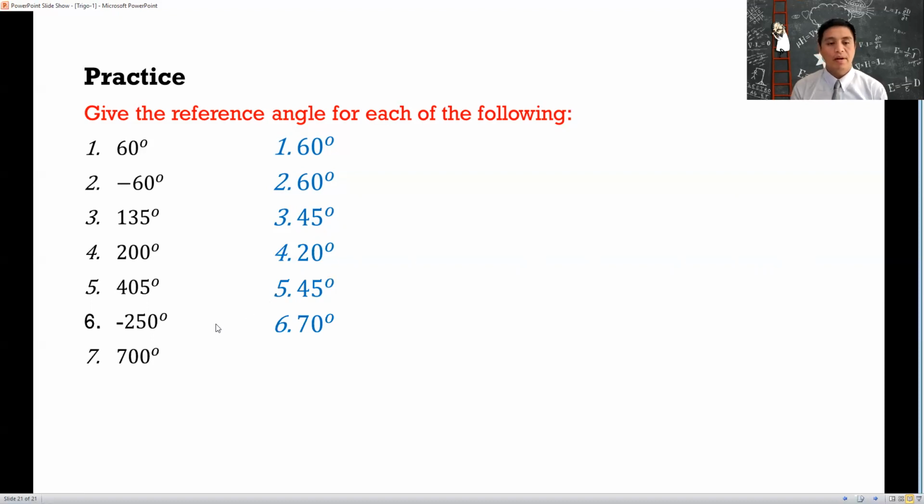Last problem, 700 degrees. 700 degrees is one rotation plus 340 degrees. So it's almost going back to 0 degrees. So you need 20 degrees more. So that is the reference angle. The reference angle is 20 degrees.